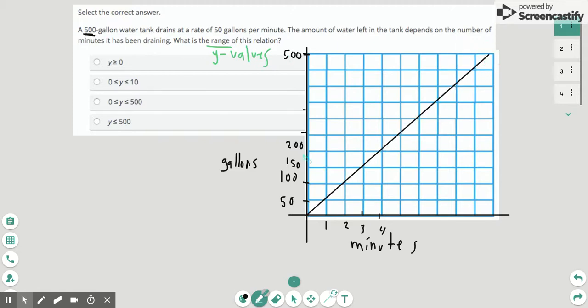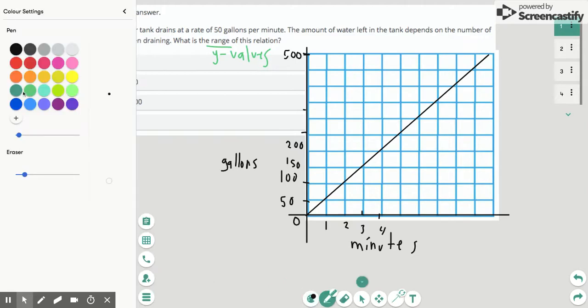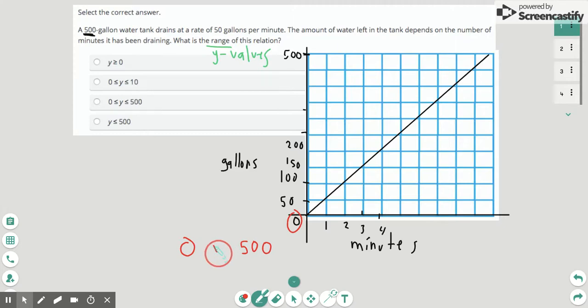Okay, now we're going to look at the range. What are the values that are part of the graph? My lowest value is 0. And my highest will always be 500. Again, it will not go over 500 just because that's the maximum capacity of our tank. Okay, so that means y is going to be in between 0 and 500. And that is the range of the function.